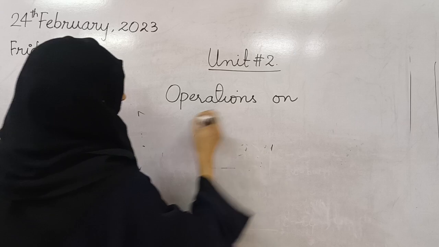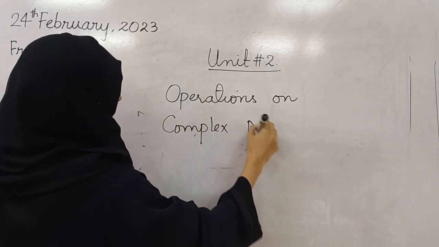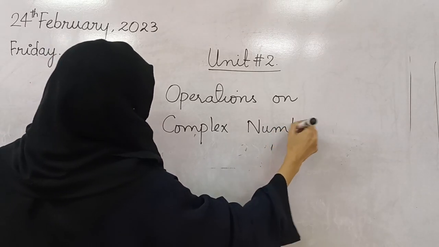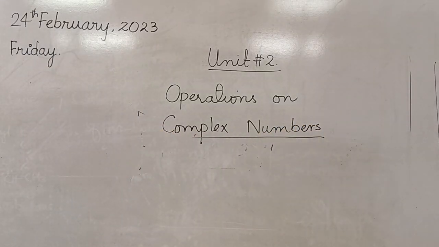Operations on complex numbers. What are complex numbers? Do you know? Yes, the numbers which can be written in the form of a plus b iota, they are called complex numbers, and where iota is an imaginary number.